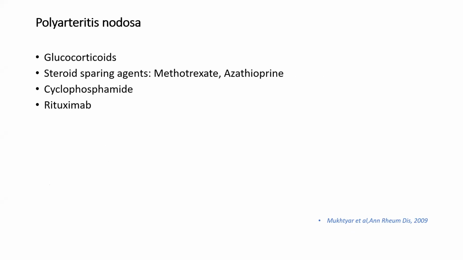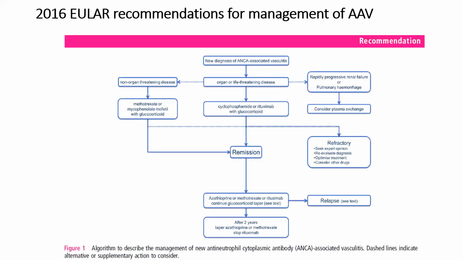Polyarteritis nodosa has similar treatment, with steroids, methotrexate, and azathioprine as your steroid-sparing agents, and you can use cyclophosphamide or anti-CD20 rituximab for severe disease. So until now, we've been using the recommendations from 2016 EULAR to manage the ANCA-associated vasculitis specifically. So I've spoken about the large and medium vessel vasculitis, but with ANCA-associated vasculitis, this is the recommendation we have from 2016 EULAR.